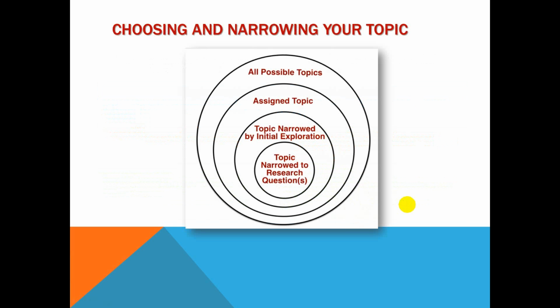Now we move to the main steps for narrowing our topics. Many topics are found in every field of study, but of all the possible topics I have to be assigned one. So it's an assigned topic. Then the topic is narrowed by initial exploration. Then the topic is narrowed to a research question. Finally, when I have the research question, this means I reach what I have already presented as my main point.